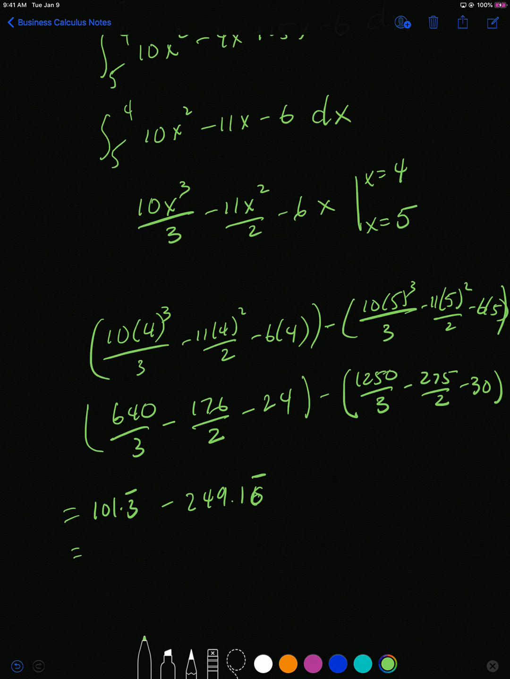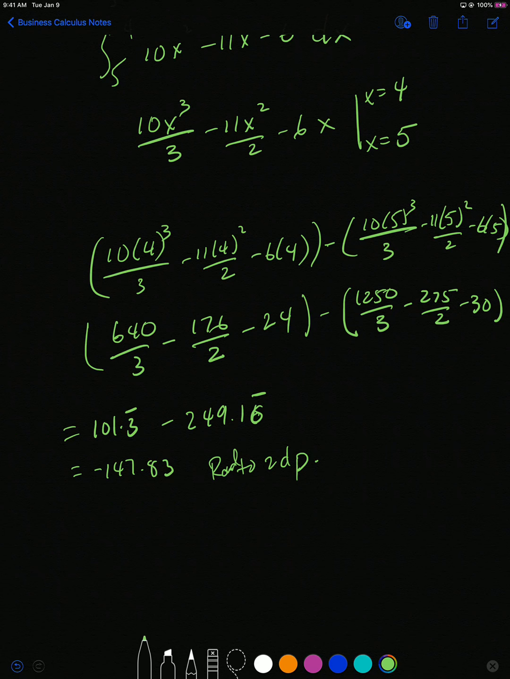Just double checking my math right here. Minus 249. And the answer is negative 147.83 repeating, or just 0.83 if you round to two decimal places. To DP this.